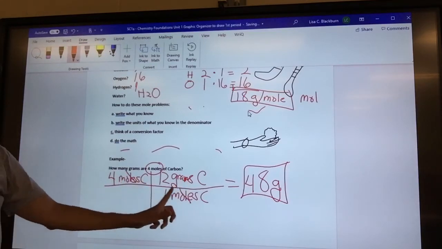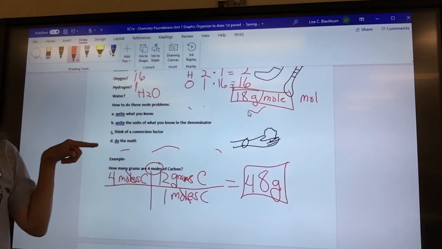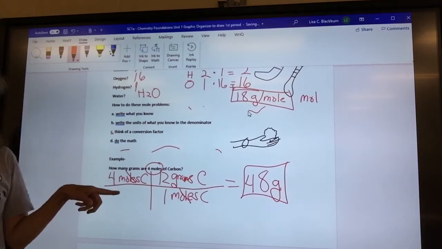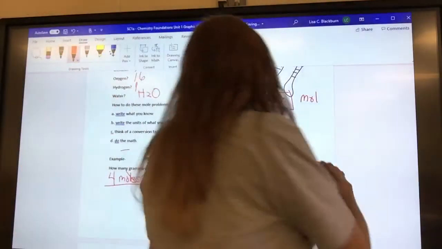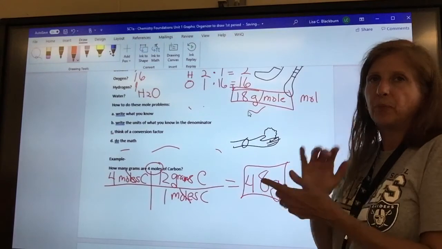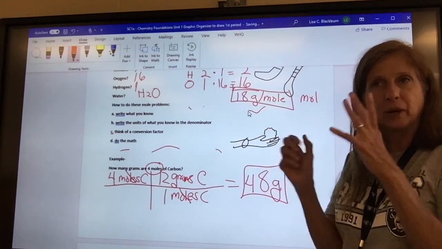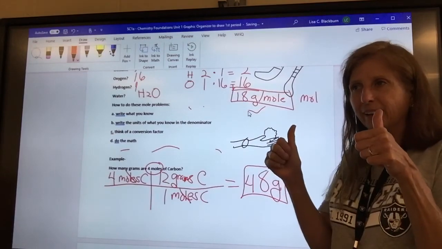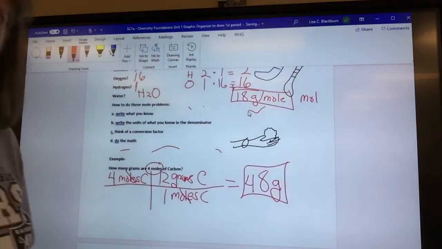The moles of carbon mark out, and you're left with grams. You multiply any number on top, you divide any number on bottom. So it's 4 times 12 divided by 1, which is 48 grams. You box your answer. How do you feel? Nobody cried, nobody got a rash, nobody running out of the room. We're doing good. I have had kids just break out into tears every time I tried to teach them math.